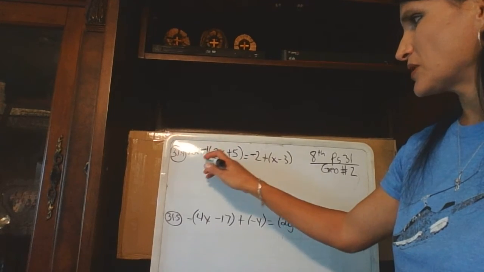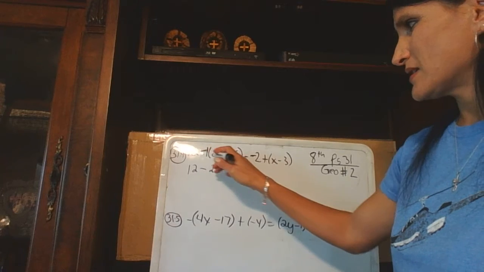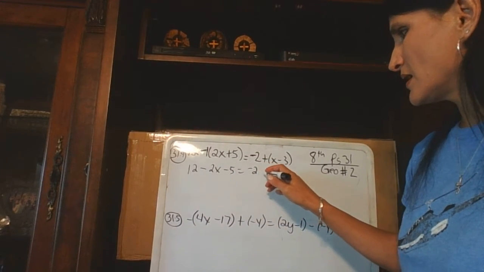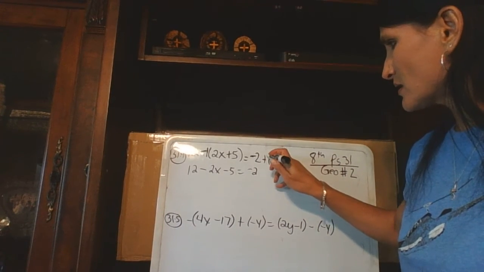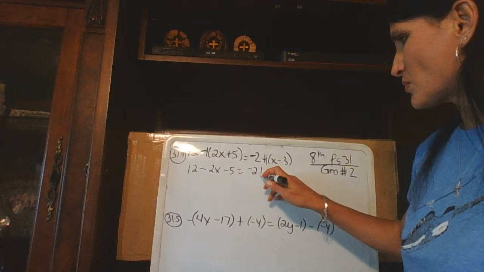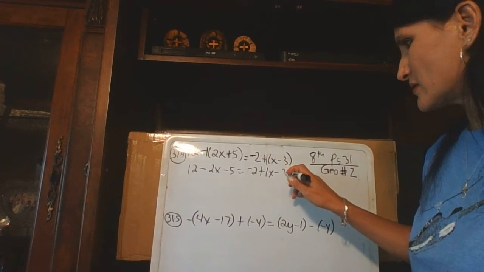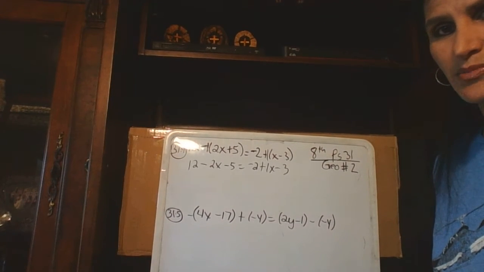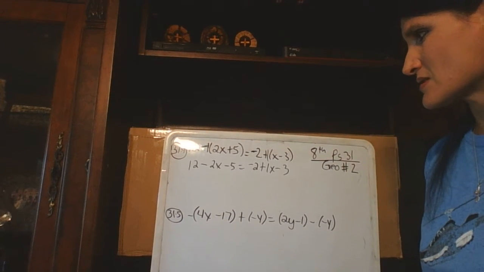So I'm going to distribute, and I'm going to come up with 12 minus 2x minus 5 equals minus 2. And then I'm going to distribute the positive as well. I'm going to put a 1 here, and that's 1 times x is positive 1x, and then 1 times negative 3 is negative 3. So there I now have a multi-step equation where you already used the distributive property to eliminate the parentheses.